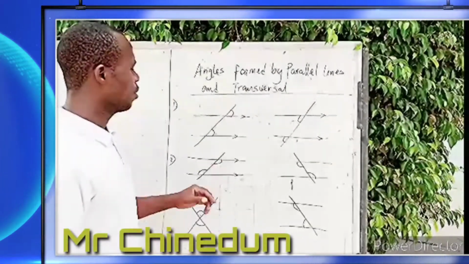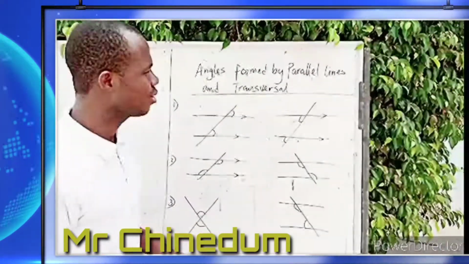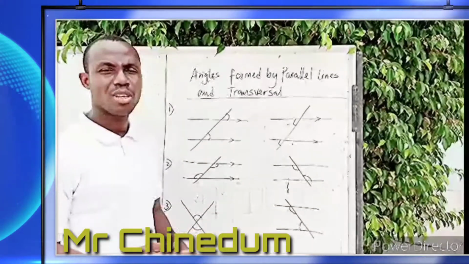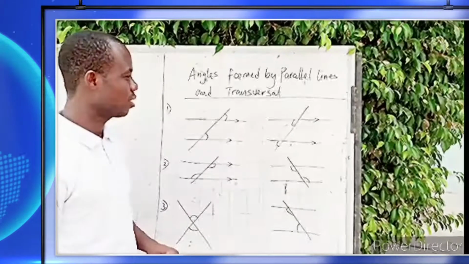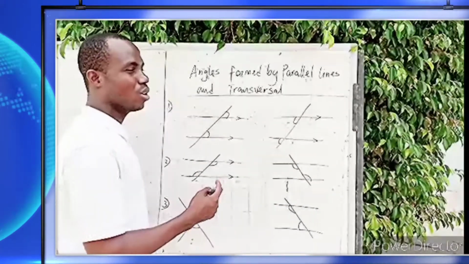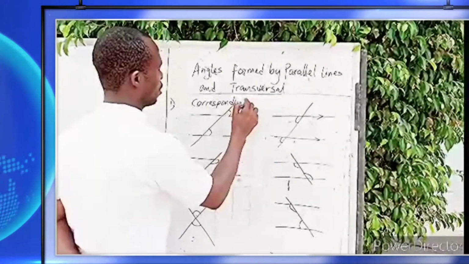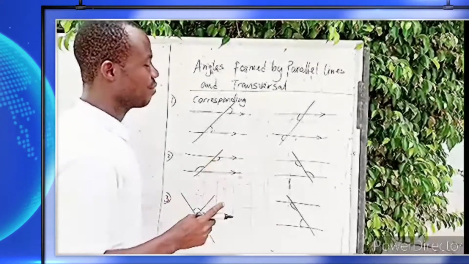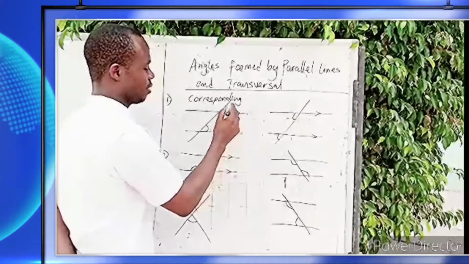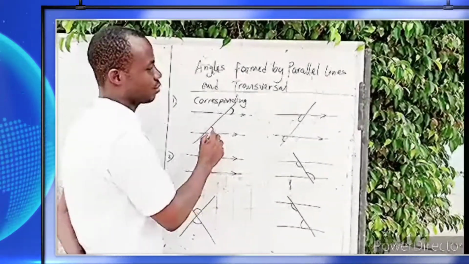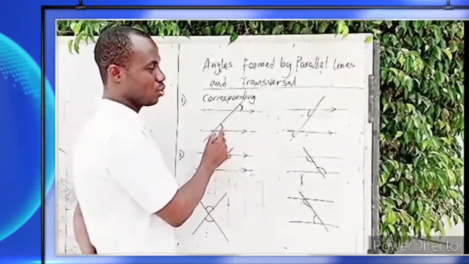Okay, so we have different angles formed between parallel lines when a transversal meets two parallel lines. One of them is called corresponding angle. If you check very well, this angle is on top of this line, and this is also on top of this line. They are corresponding to each other.